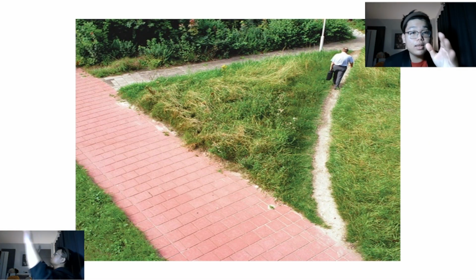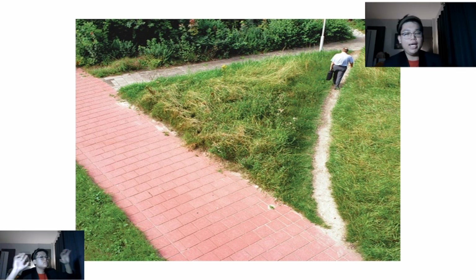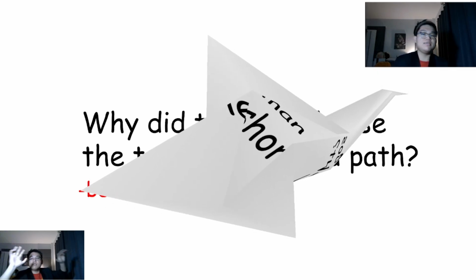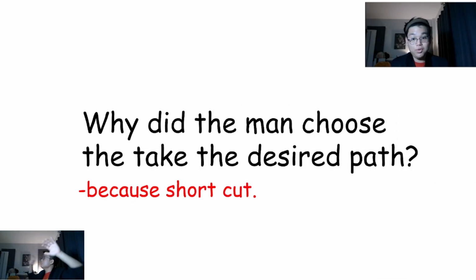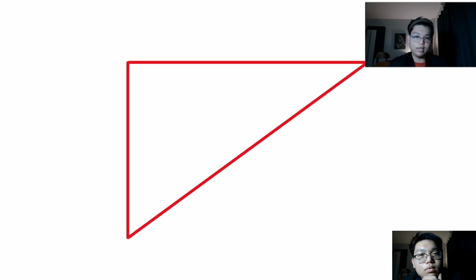Right. Look at this picture. There's a man walking on a path. Why did he take a shortcut? Well, the answer, of course, is because it's a shortcut. But why? Well, if we draw a line from one point to another, you get a triangle. And not just any triangle, a right triangle.